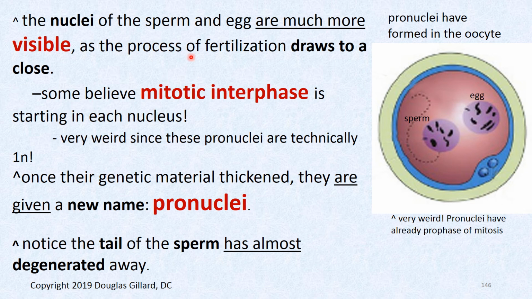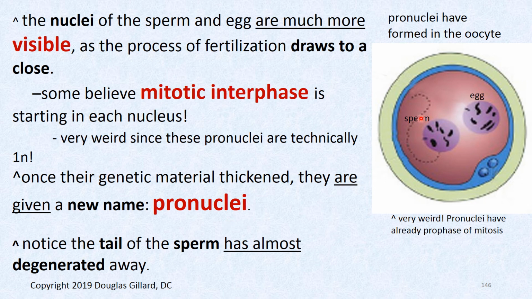So, everything I've already said. Meiotic interphase is already started. Once the chromosome genetic material thickens to this point, these get a new name, and they're not called the nucleus anymore. They're called the pronuclei. That means that they've gone through interphase, and they're getting into prophase now because they're thickening, and that's called pronuclei. And that means they're almost ready to bind together.